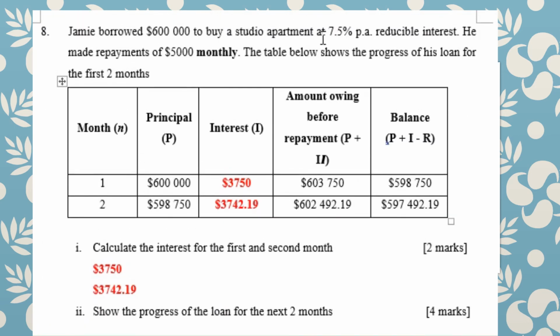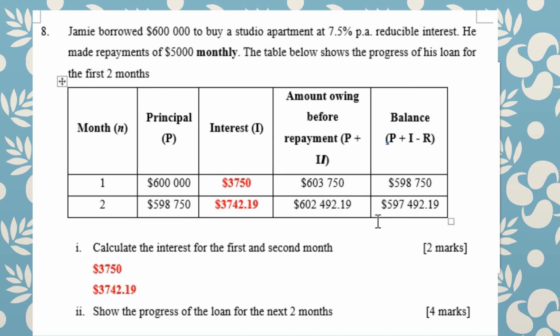Okay, number 8, this is a studio apartment. This is your principal, 600,000 per annum reducible interest. So reducible interest, remember how we did it? He made repayments of 5,000 monthly. Why is this monthly bolded? So that you see this is 7.5% per year. So you need to change it into a monthly rate. Understand? The table below shows the progress of his loan for the first 2 months.